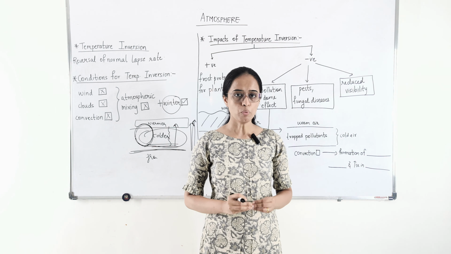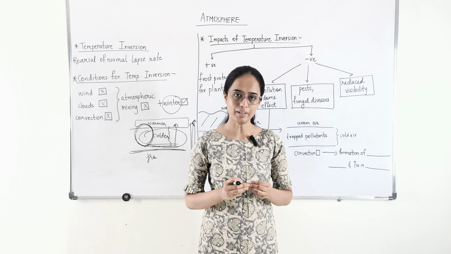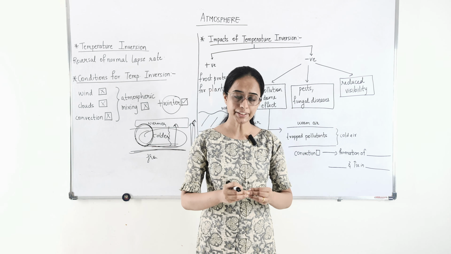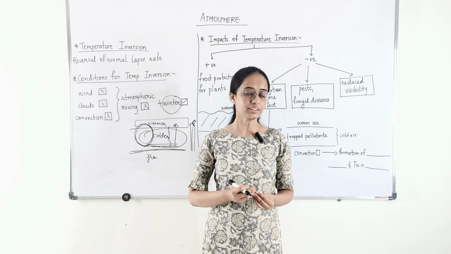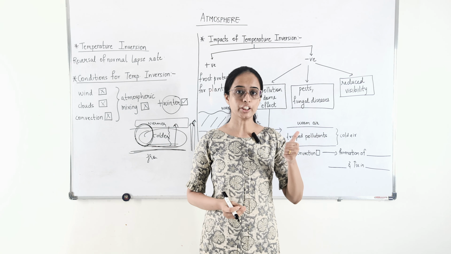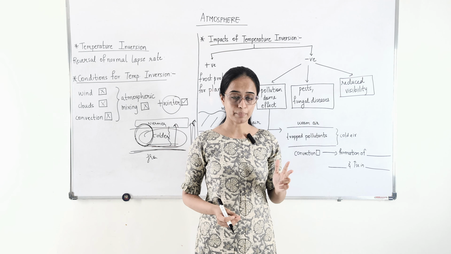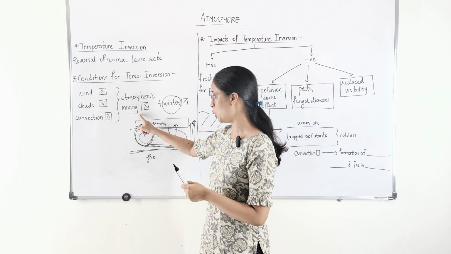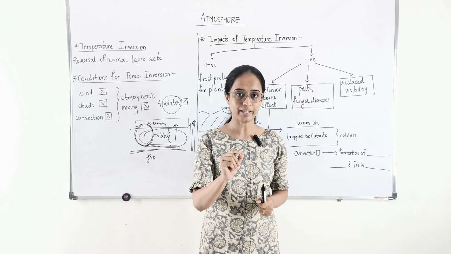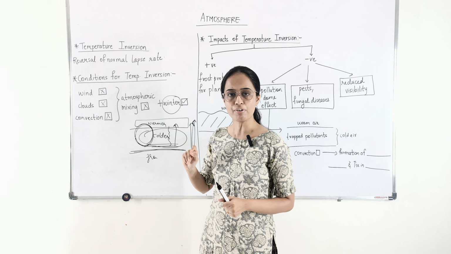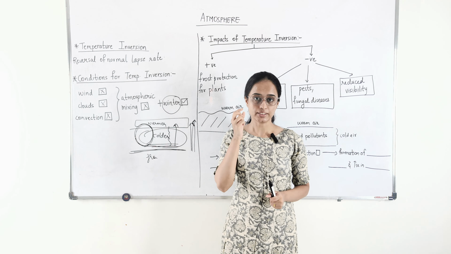So to sum it up, what is temperature inversion? In simple terms, it is the reversal of the normal lapse rate, where as your height increases, your temperature also increases. And what are the conditions that are required for temperature inversion? There shouldn't be winds, there shouldn't be clouds, convection should not take place. All of these three lead to no atmospheric mixing, and at the same time you need to have longer nights, which we get during the season of winter. These are the conditions for temperature inversion.